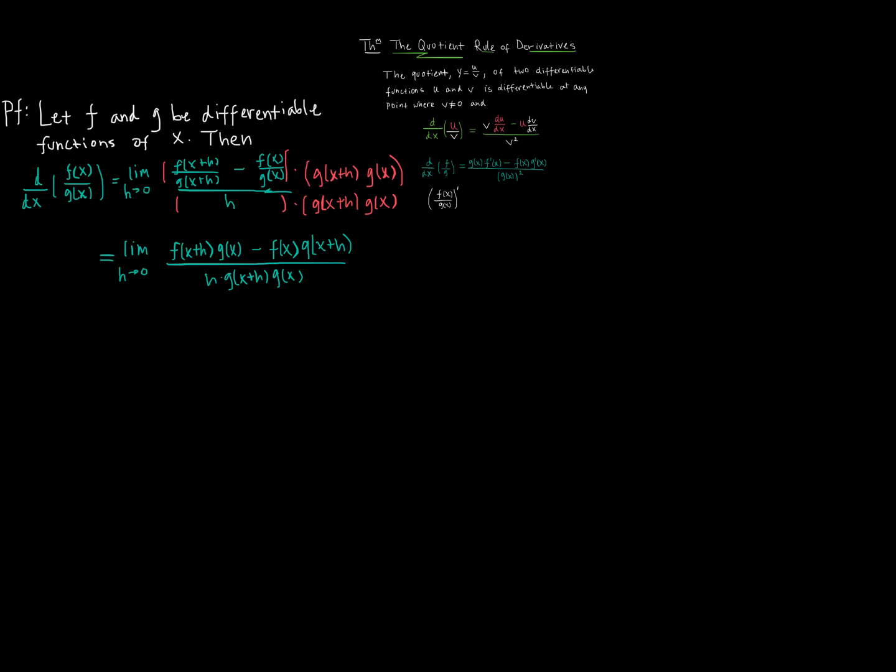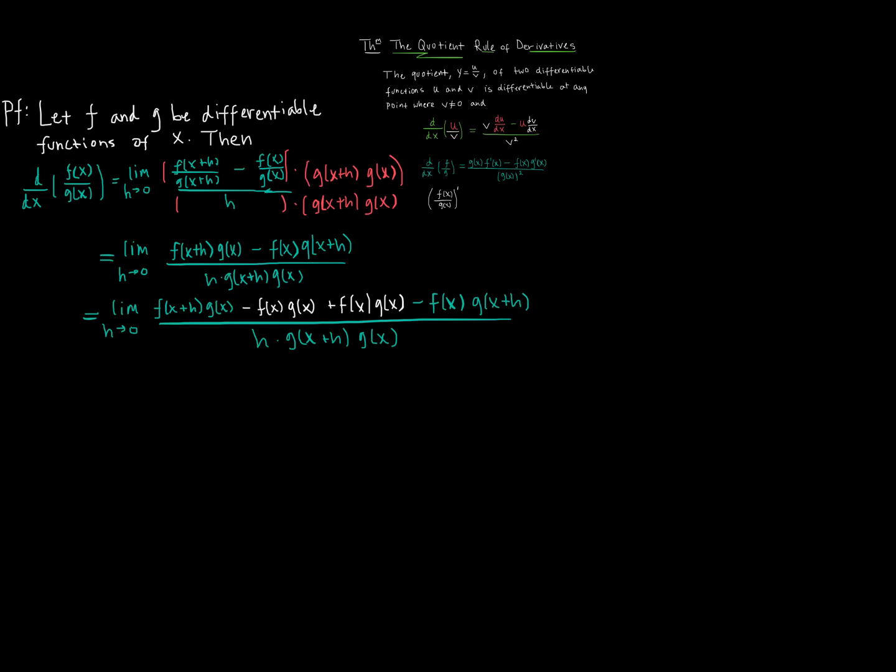Because I'll have an f of x times a g of x, and so I'll be able to pull out an f of x and arrange my terms accordingly. So let's go ahead and do that now. Notice what I've done is I've subtracted and added the same thing. And what this will allow me to do is split up my fraction.